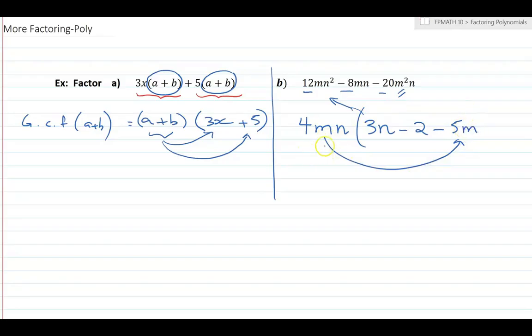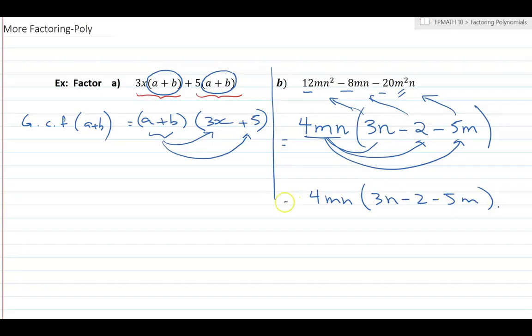All right. So that's what we have done, by the way. Right. So here it is, one term at a time. And that will give you each of these terms back, right? That's the term back. That's the term back. All right. And that's your final answer. 4mn, open the bracket, 3n minus 2 minus 5m. And that would be it.